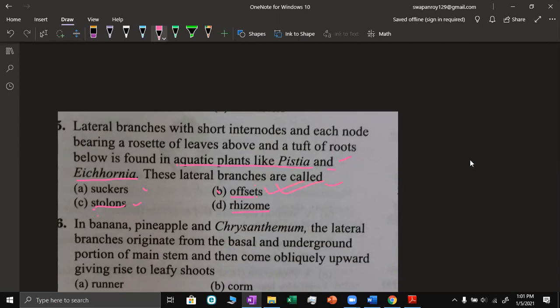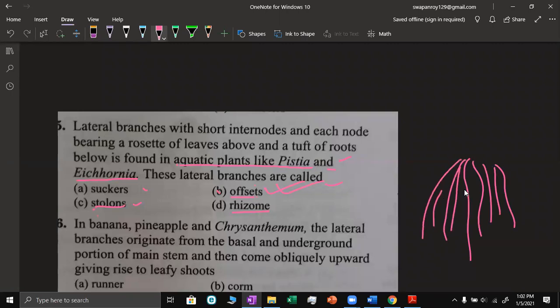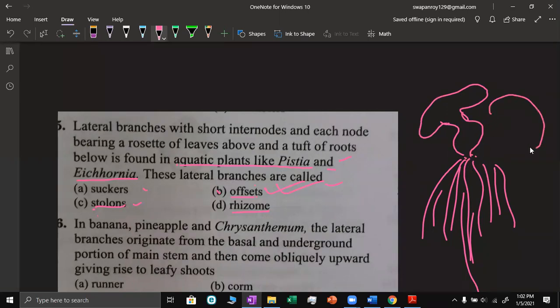Remember that in the case of water hyacinth, there is a bunch of roots, and from the top there are leaves. Their petiole is swollen. So there are many leaves like this, all in rosette.